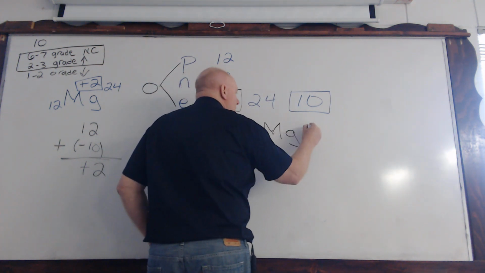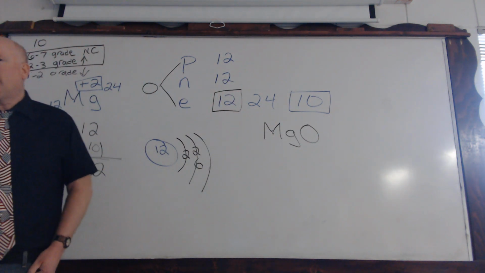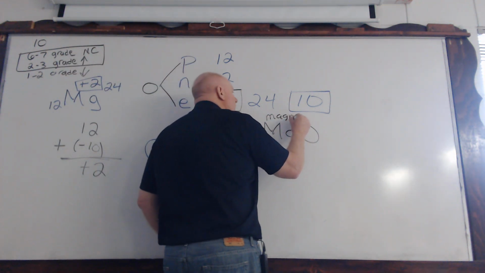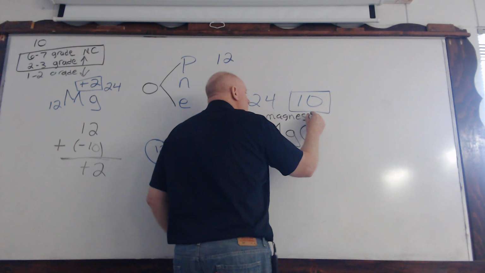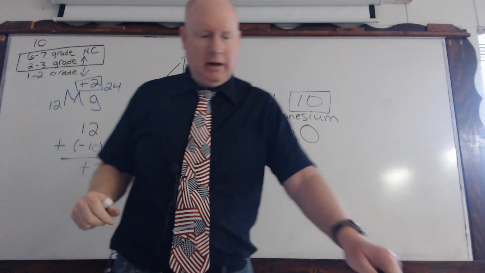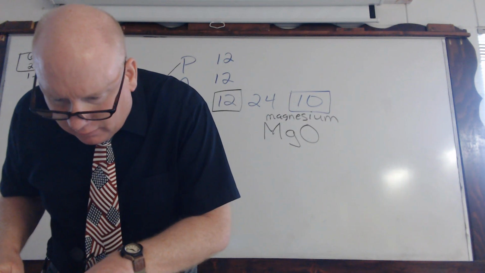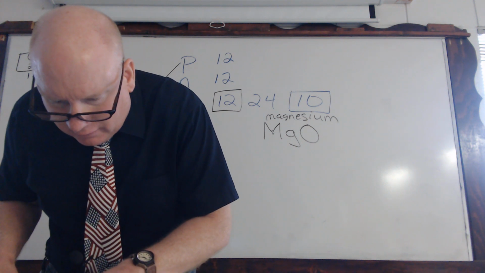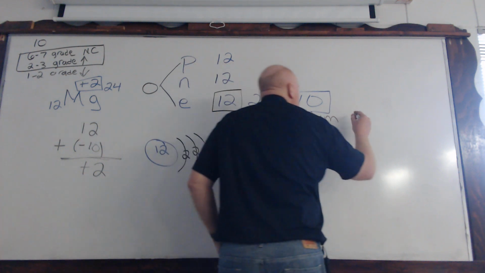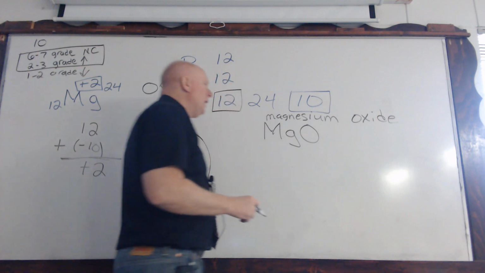What would we call this? Magnesium what? Oxide. Okay, it's not magnesium oxygen. It's magnesium. I can never remember if there's 1 or 2 S's. Potassium and magnesium. Potassium's got 2. Magnesium's got 1, I believe. Magnesium, don't say oxygen. Okay, it's oxide.